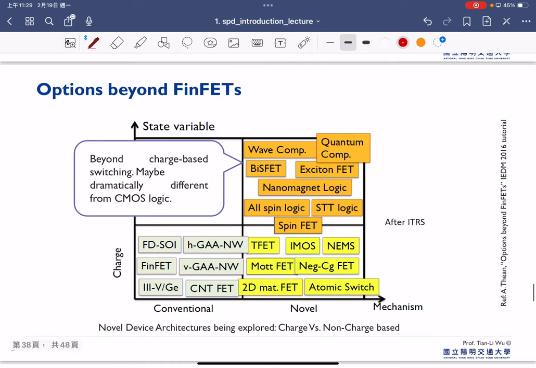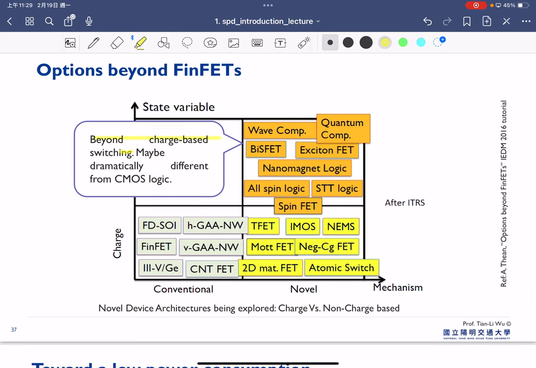And there is also something completely beyond charge-based switching, which can be completely different from CMOS technology because the operation is not like the MOSFET. For example, quantum computing and spin logic are very unique and different from this kind of charge-based switching mechanism. But that also means that if in the future we employ quantum computing, not only device manufacturing but also circuit design needs a completely new way, because it has a completely different operation and completely different physics.